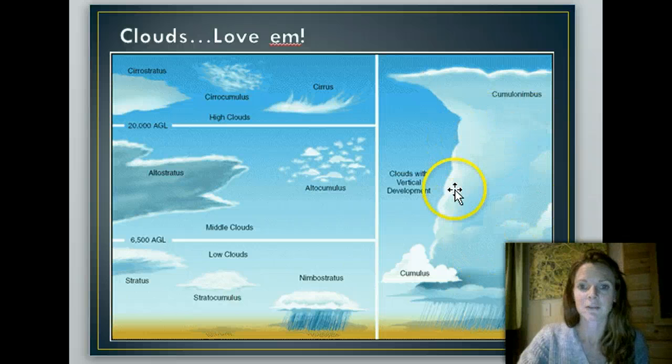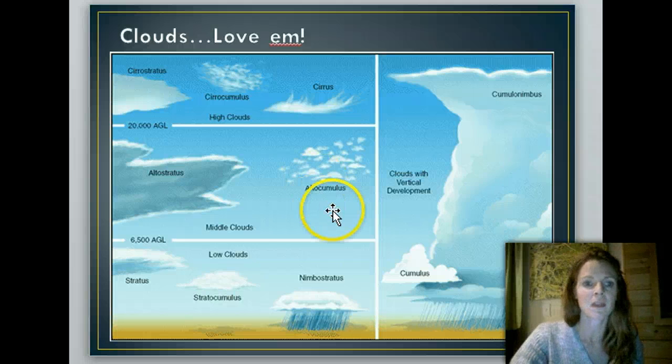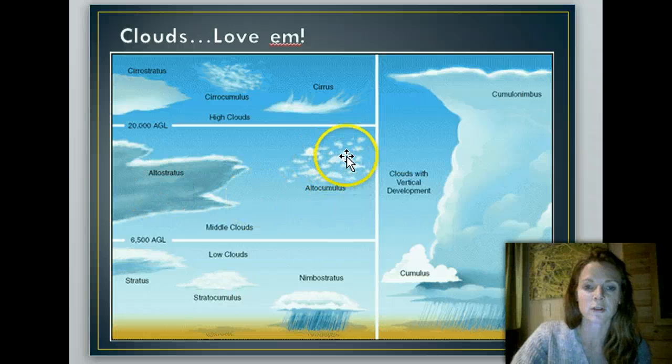Okay, you have a lot of weather developing in here, lots of precipitation. Lightning can come from here, and even tornadoes can come from your cumulonimbus clouds. Okay, and then in the middle clouds, you'll have your altostratus and your altocumulus.